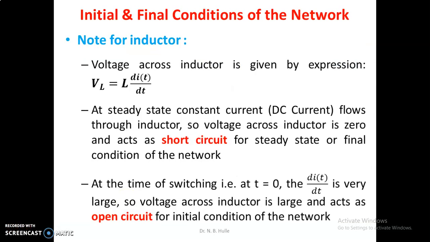Now here in this case, if we are taking the case of the inductor, the voltage across the inductor is given by the expression VL is equal to L into di by dt. At the steady state, the constant current, that is DC current, is flowing through the inductor. Voltage across the inductor is 0 because di by dt is 0. In that particular case, voltage across the inductor is 0.